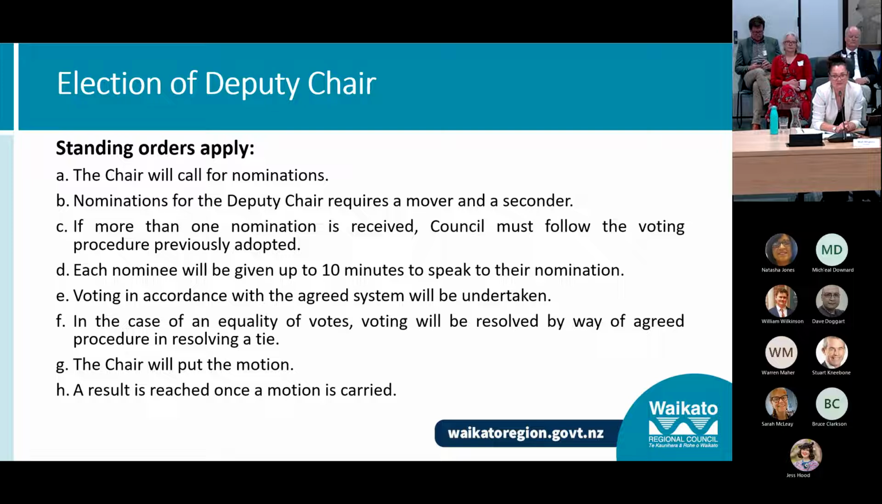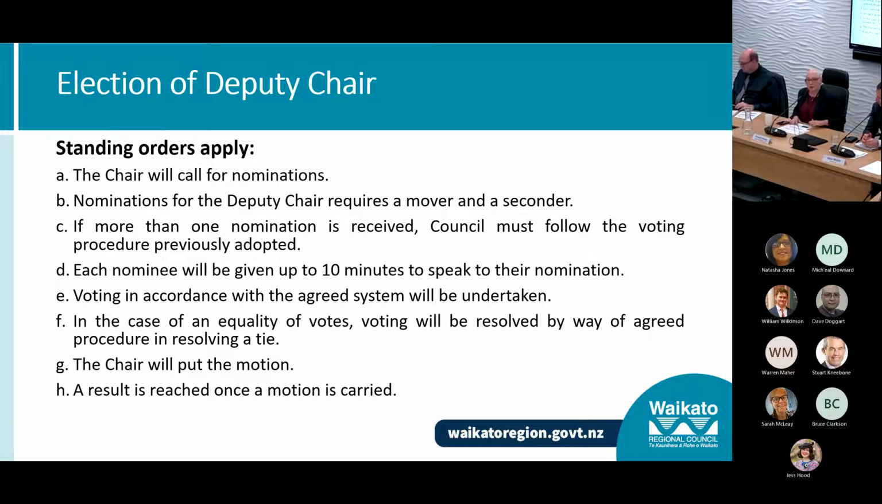Back to you. Does the chair not have a casting vote? Just to be clear, yes, for this particular decision, the chair does not have a casting vote. A tie is resolved by drawing a name out of a hat.